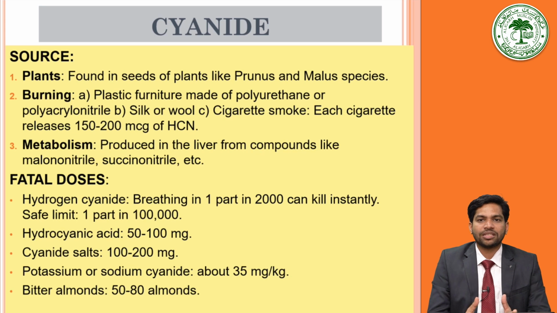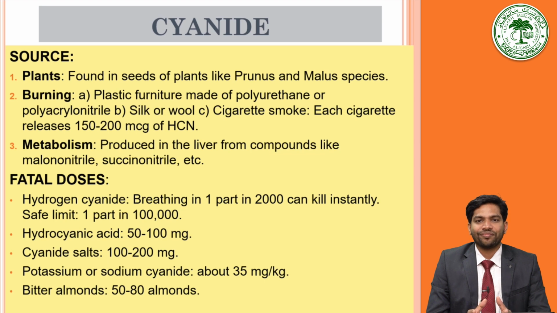Then the various sources of cyanide: they could be from plants. They are found in the seeds of plants like the Prunus and Malus species. They are produced by burning plastic furniture made of polyurethane or polyacrylonitrile, silk or wool, and cigarette smoke. Each cigarette releases about 150 to 200 micrograms of hydrogen cyanide. It is also produced in the liver from compounds like malononitrile and succinonitrile by their metabolism.